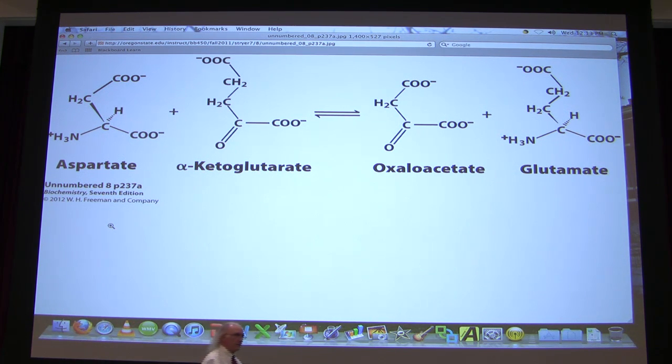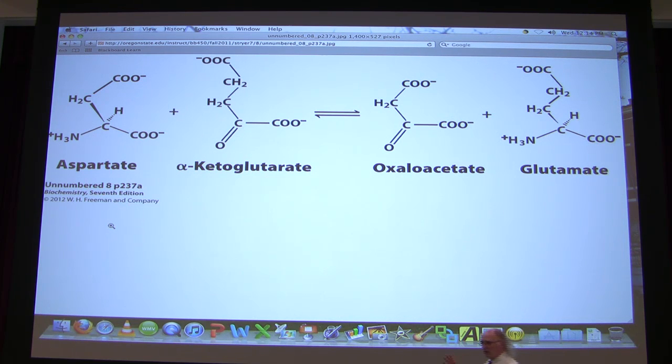Okay? Now, why would a cell want to do this? Well, imagine, if you will, that it has way too much aspartate, but not enough glutamate. This provides a nitrogen source that we can use to convert non-nitrogen containing alpha-ketoglutarate into glutamate, and then the byproduct of that is oxaloacetate.